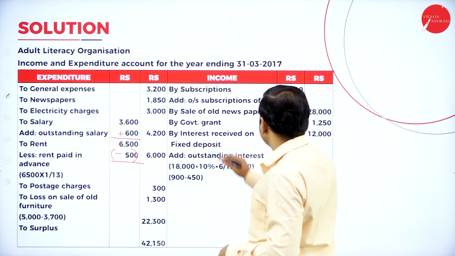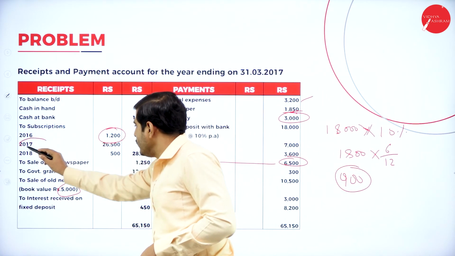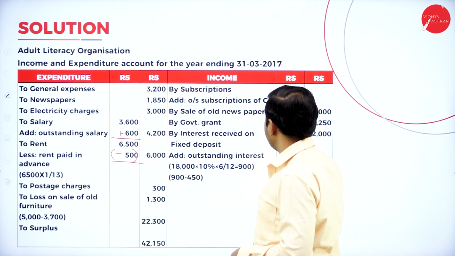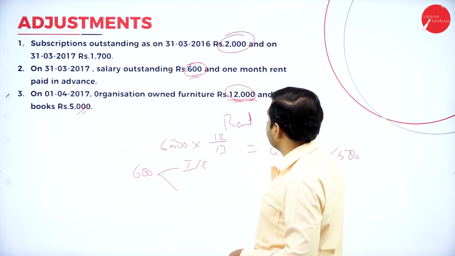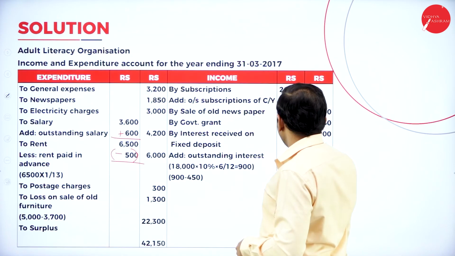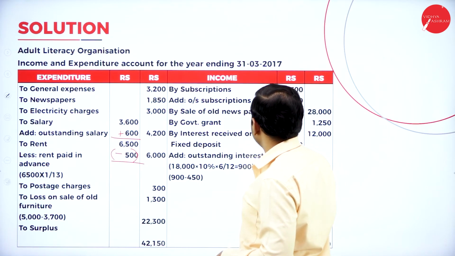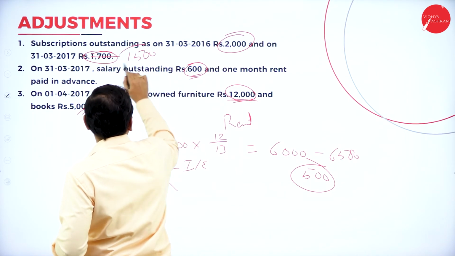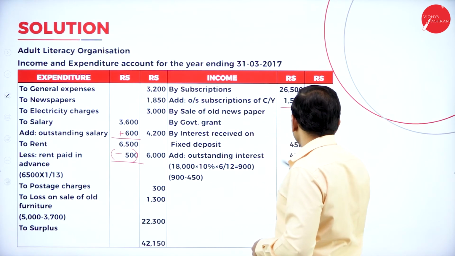Now come to the subscription for the current year. How much we have received for the current year subscription is 26,500. Again come to adjustment. What is the outstanding subscription of the current year as on 31st March 2017? It is 1,700. Add the current year outstanding subscription. So let's make it 1,500. Add the 1,500, it will become 28,000.